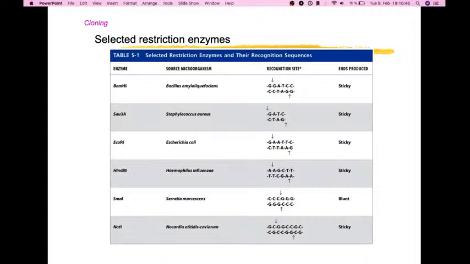Here are some selected restriction enzymes, quite important ones. BamHI from Bacillus amyloliquefaciens, then Staphylococcus aureus, E. coli, Haemophilus influenzae, Serratia marcescens, and others. These recognition sites are cut like this, and they produce sticky ends. But with SmaI, you can see a blunt end in the middle.